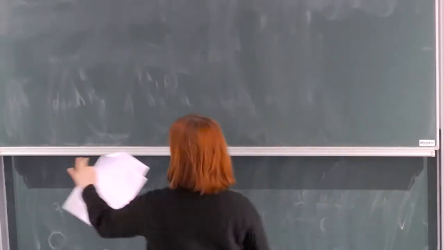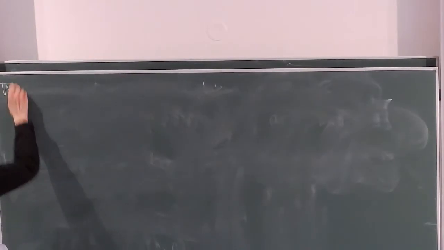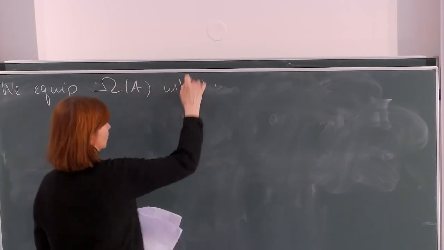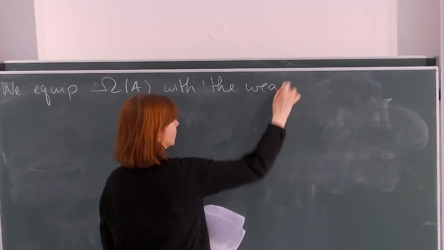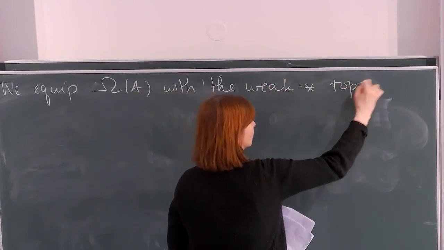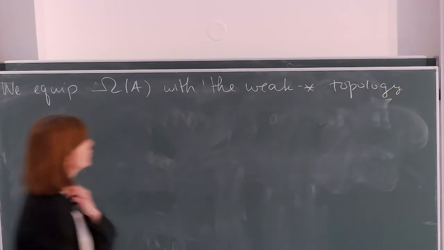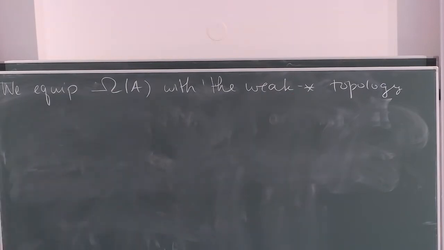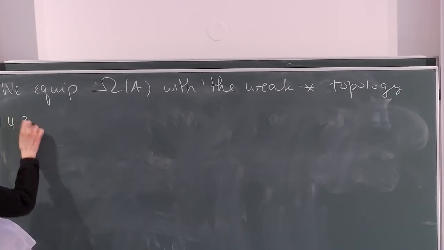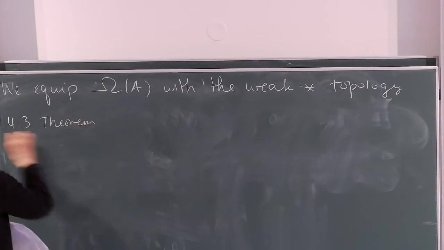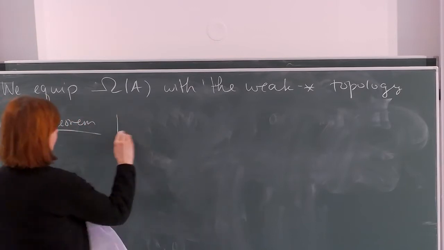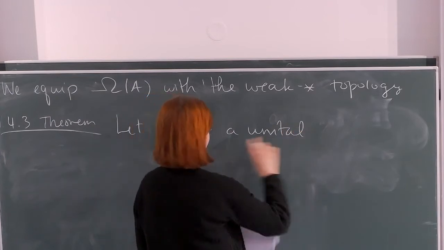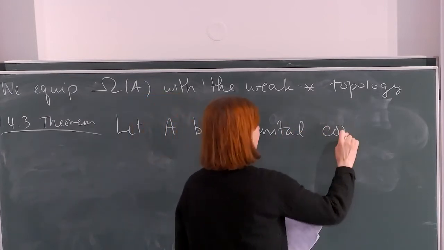Remember that this is basically the topology of pointwise convergence. You can think of it that way. Okay. So again, unital and commutative. Actually, do we even need commutative? Yeah, we do for this theorem.